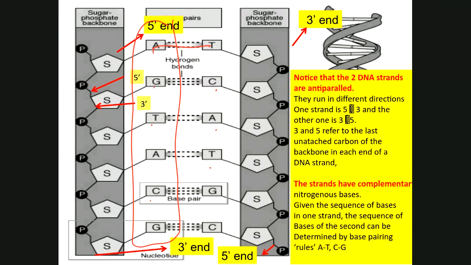So these are the characteristics of DNA. A DNA molecule is going to be antiparallel. The molecule is going to have antiparallel strands, and the bases are going to be complementary. Okay.